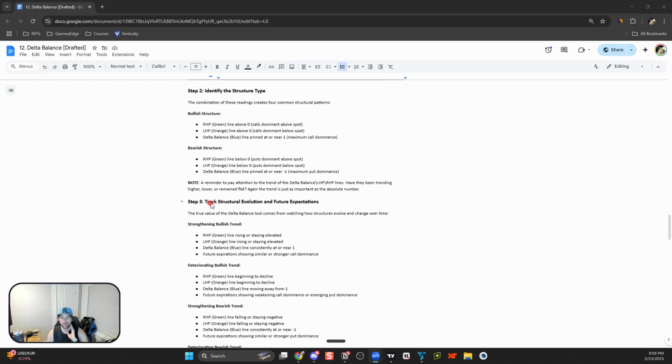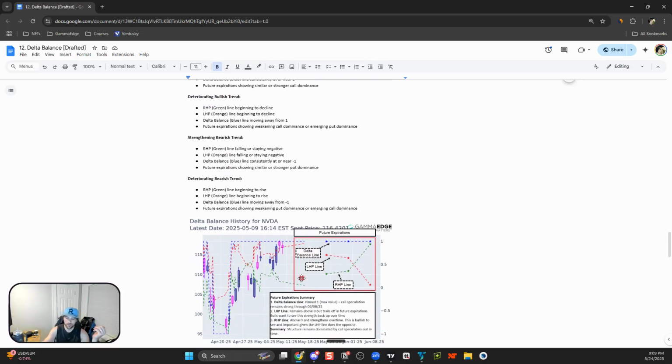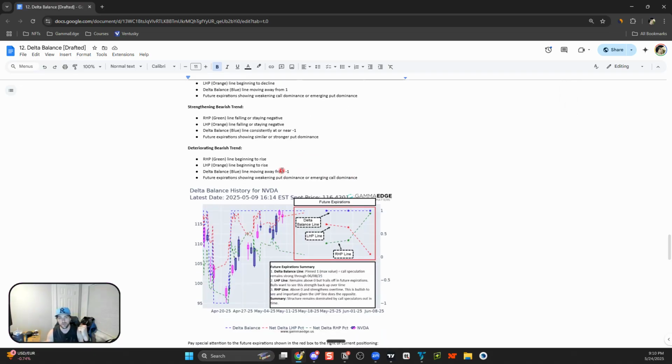The next is to track the structural evolution and future expectations. So in a strengthening bull trend, we see out in time the green line, the blue line, the red line, all trending higher. In deteriorating bullish trends, we see those above zero, but trending lower. Bearish trends are below zero, trending lower towards -1. Then an improving bearish trend is where they're below zero, but trending higher towards zero.